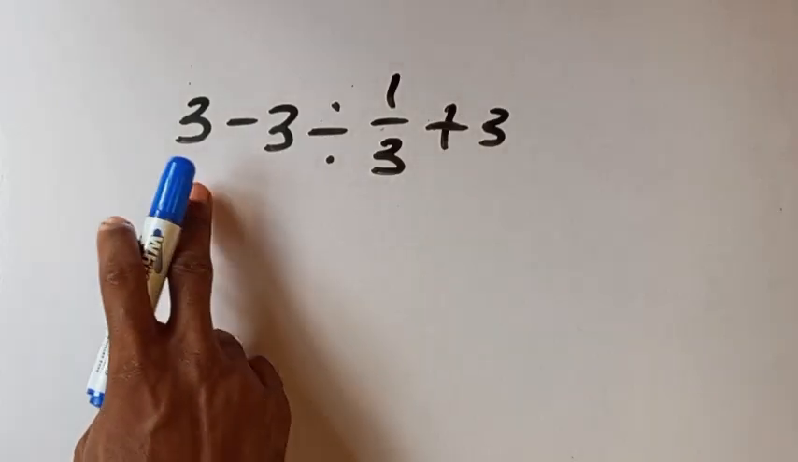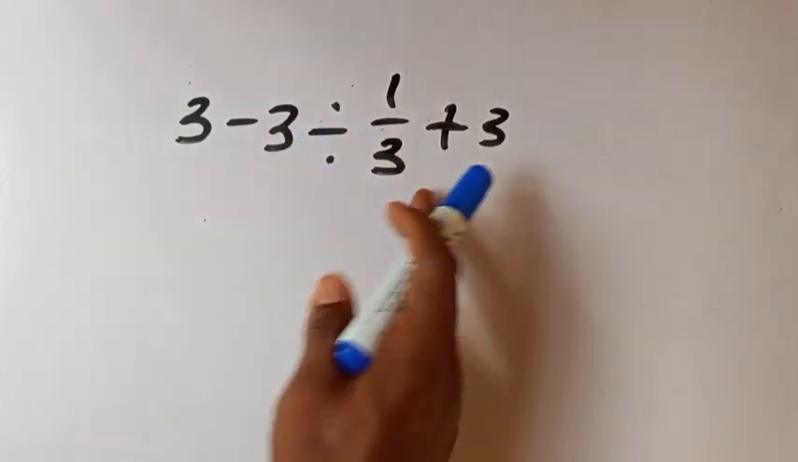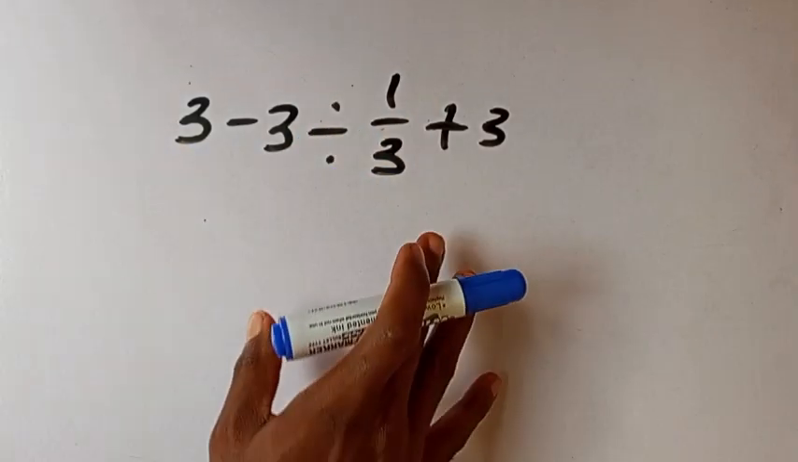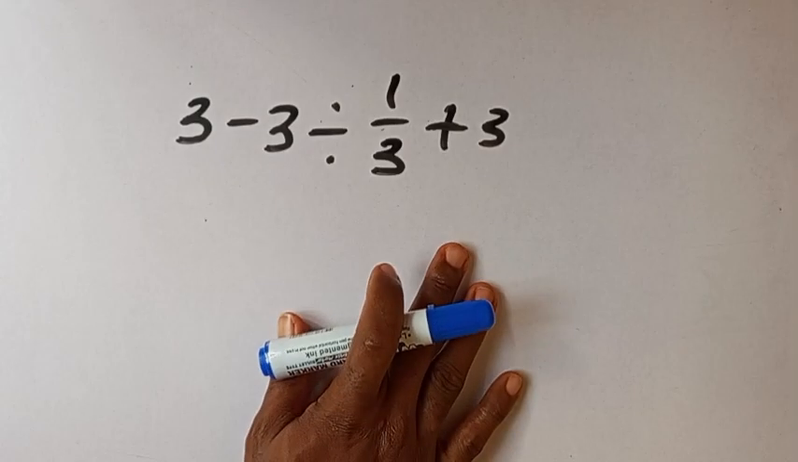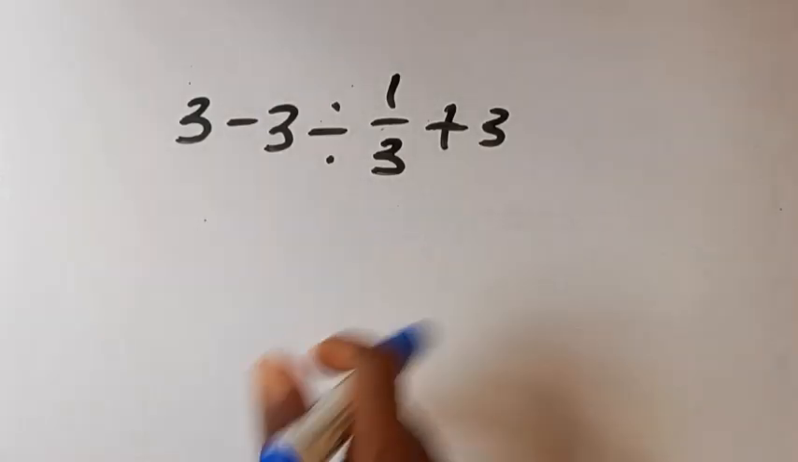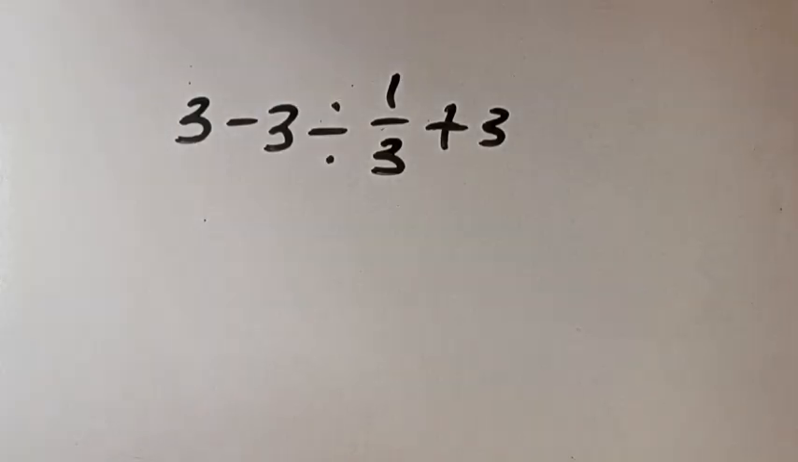So we have on the board 3 minus 3 divided by 1 over 3 plus 3. This question is causing a lot of confusion now, and it's a viral question. I want to teach you. First of all, I'll show you the wrong way with which people solve this question.